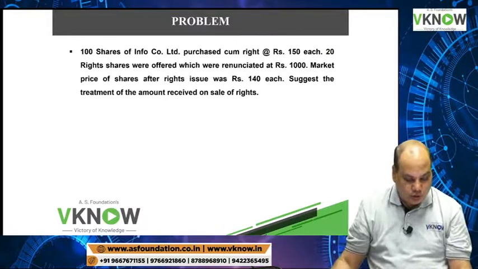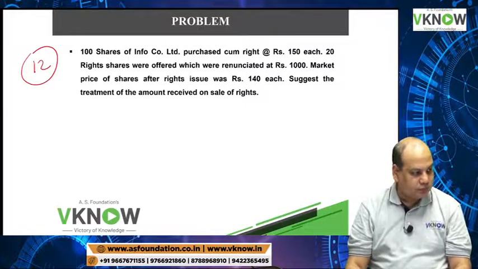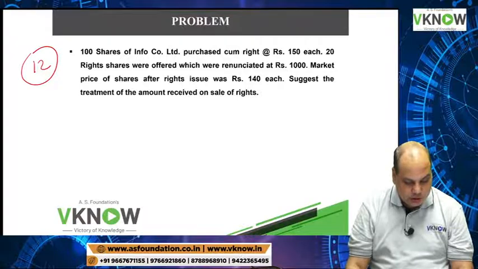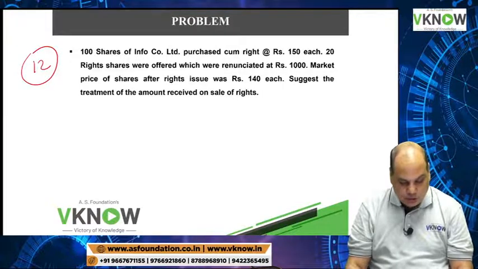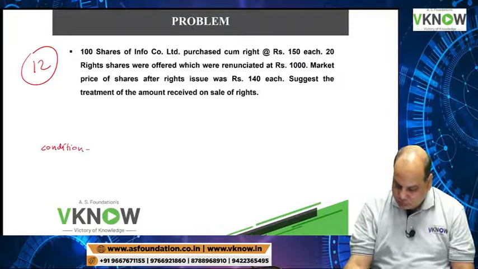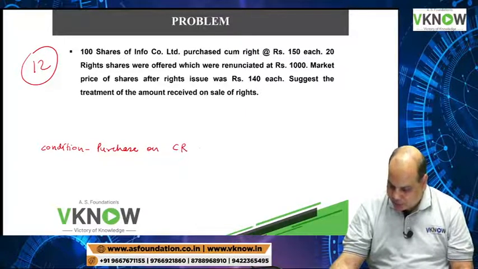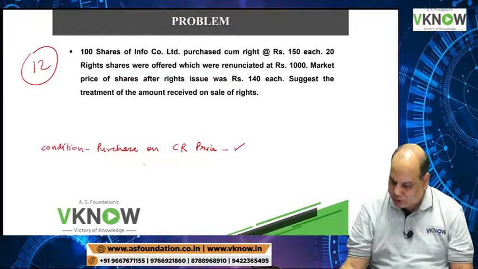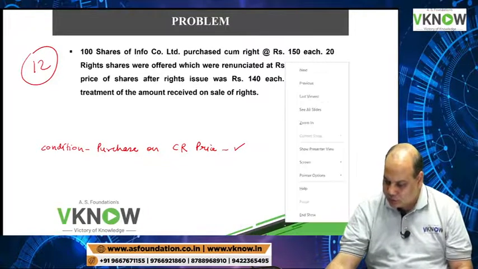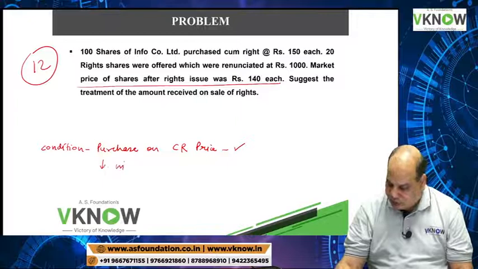We will solve question number 12 printed in your book. Just below that, question number 12: 100 shares of Info Company Limited purchased on cum-right basis. First condition is purchase must be on cum-right basis. This condition is satisfied. At rupees 150, 20 rights were offered which were renounced at 1000 rupees. Market price is 140 each. There must be a decrease in market price.